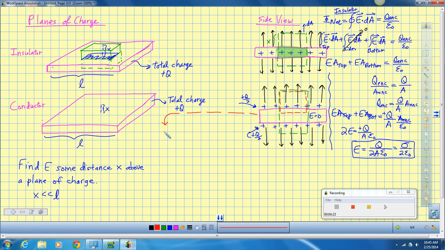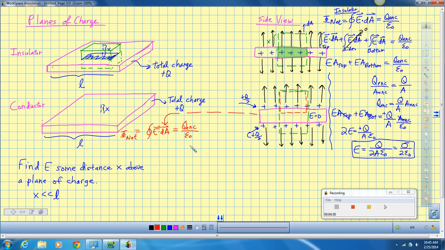So let's do this for the red E field. So all the writing I'm going to do in red goes with this red Gaussian surface. Okay, so I'm going to say that the integral of E dot dA is equal to the net flux through our Gaussian surface, which is equal to charge enclosed divided by E0.